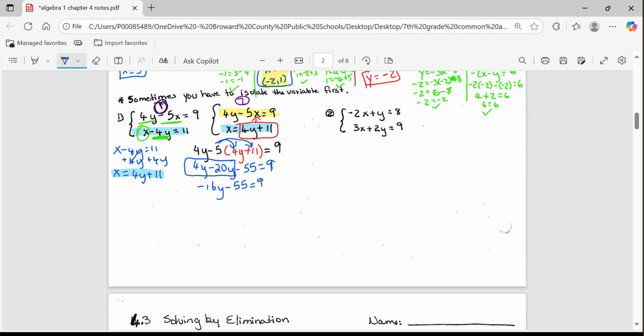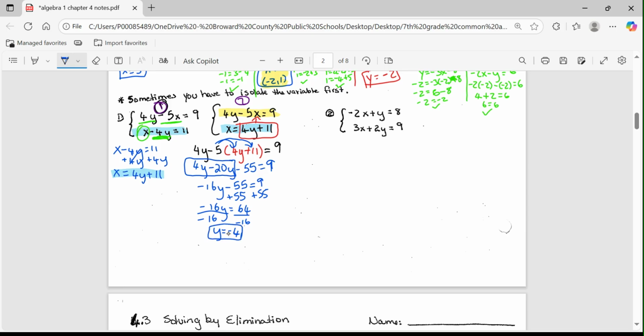Now I'm just down to a two-step equation. So I'm going to add 55 to both sides. Negative 16y is equal to 64. Then I'm going to divide both sides by negative 16 so that my y is equal to negative 4.